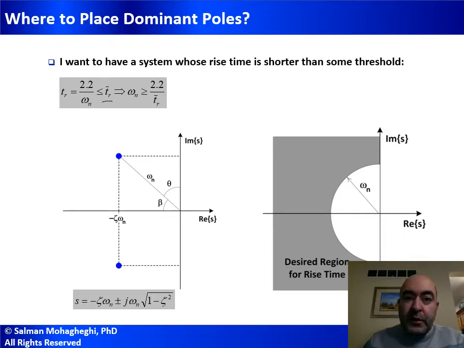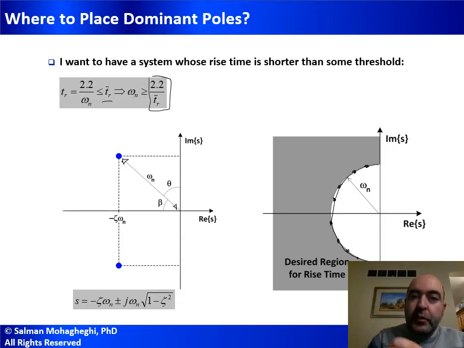Going back to what we just talked about on the previous slide, omega n is the distance of the pole to the origin. So what does that tell you? If I want to have a smaller rise time, that means I have to have a longer distance between the pole and the origin. That means I have to move the pole away from the origin. If you consider a half circle with radius of omega n being this value, 2.2 divided by TR bar, whatever number that comes to, every pole that I have exactly on the periphery of this half circle is going to give me a rise time which is exactly equal to TR bar.